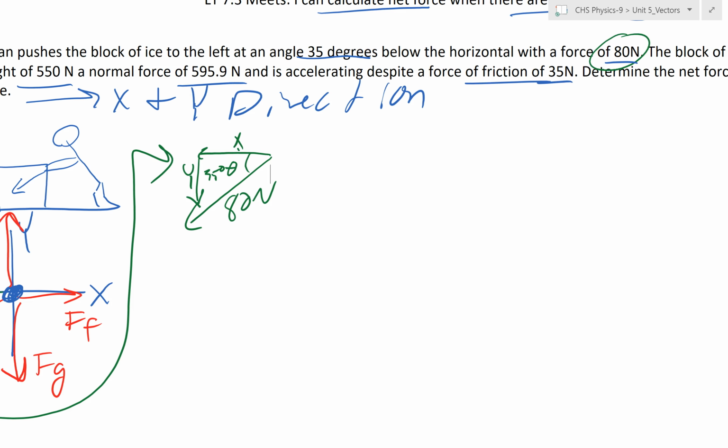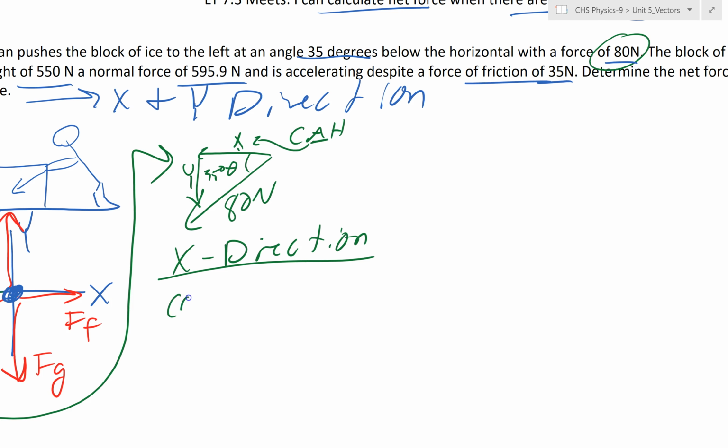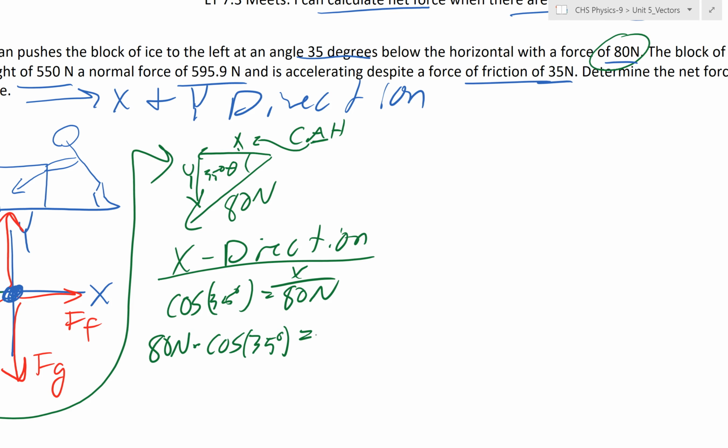So then, let's go ahead and calculate that. We've got the x direction. The way we're going to calculate that is with cosine, because the CAH in SOHCAHTOA says adjacent, which is this, or you can just remember that cosine is always going to be for the x direction. So we've got the cosine of 35 degrees equals x over 80 newtons. Then we're going to solve for this. We end up with 65.5 newtons.